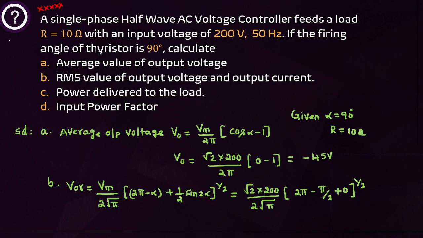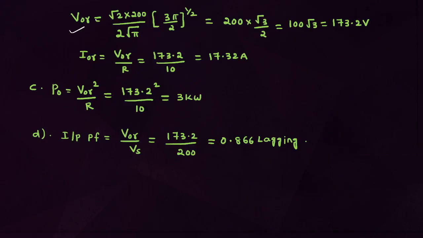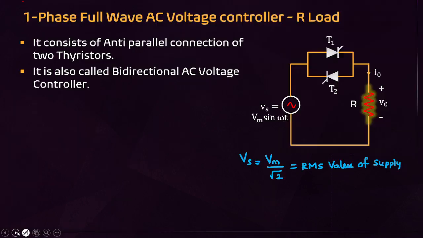With respect to the half wave AC voltage controller, you have to practice these questions. Based on the formulas that I have given now, you have to practice this. Here I have not given the waveforms, because analysis is very important, that's why I took the analysis directly. What is the RMS output voltage? What is the RMS output current? What is the output power? What is the input power factor? Any problem you can expect, be ready to answer.